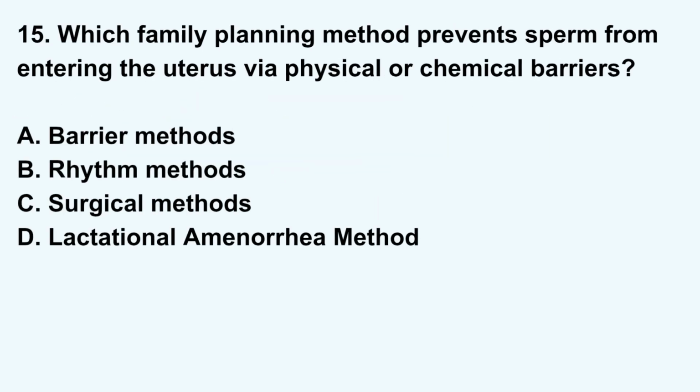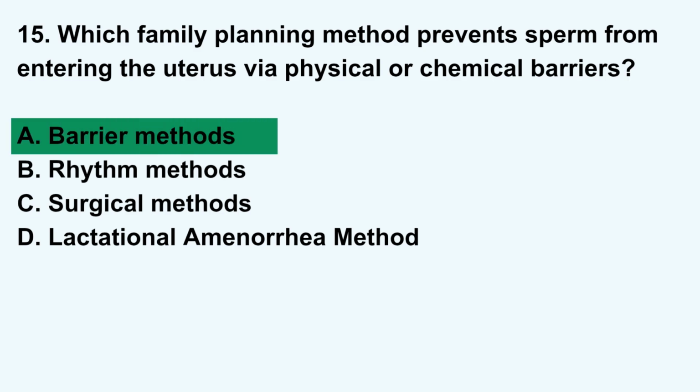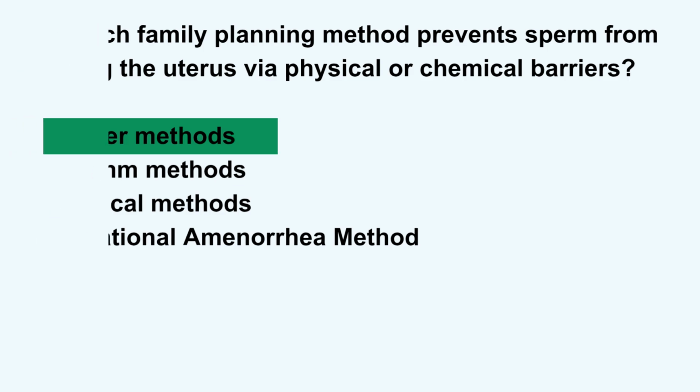Which family planning method prevents sperm from entering the uterus via physical or chemical barriers? A. Barrier methods, B. Rhythm methods, C. Surgical methods, D. Lactational amenorrhea method. Correct answer: A. Barrier methods physically or chemically block sperm to prevent fertilization.